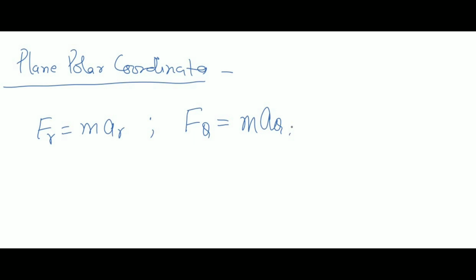So this was all about the second law, that the rate of change of momentum is force. That is valid when mass is constant and when mass is variable. For constant mass, force may be written as mass into acceleration, and we have seen the various components of force in the Cartesian coordinate system and plane polar coordinate system. This concept will become clearer when we solve problems on these concepts.